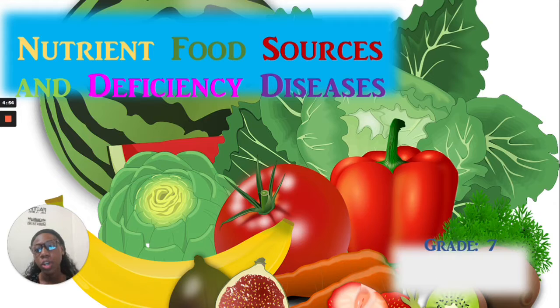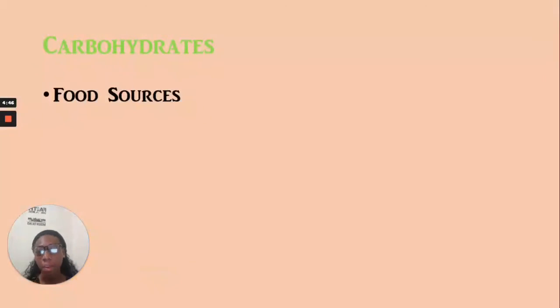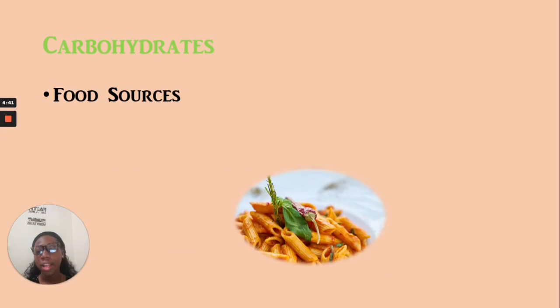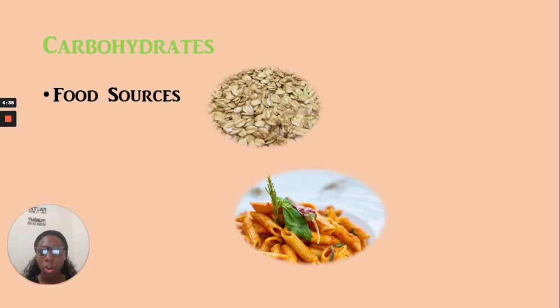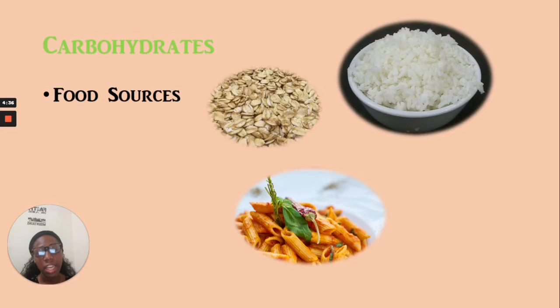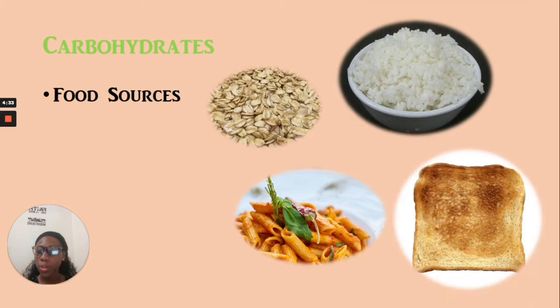Today we'll be talking about nutrient food sources and their deficiencies. So the first one we'll be discussing is carbohydrates. So here are some food sources. You can find carbohydrates in pasta, in oatmeal, in rice, and also in bread.